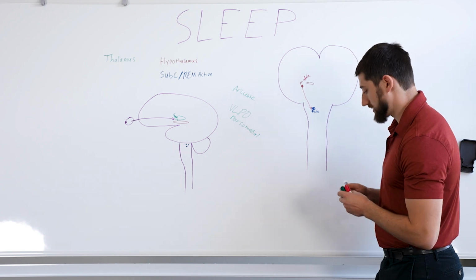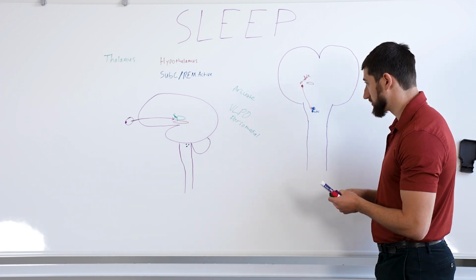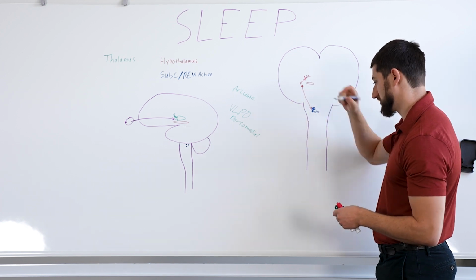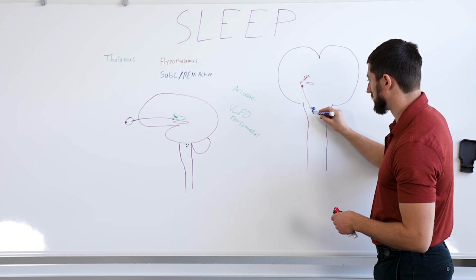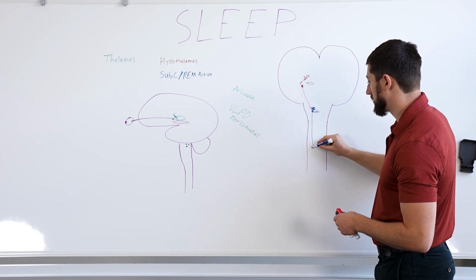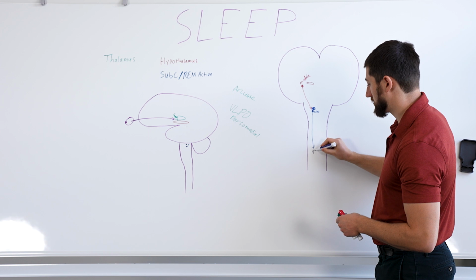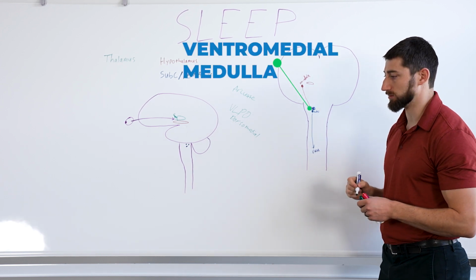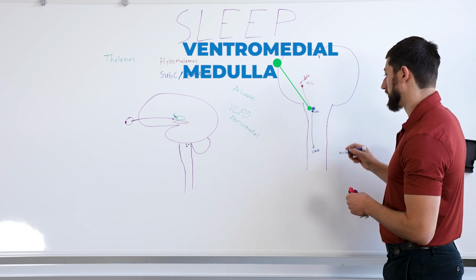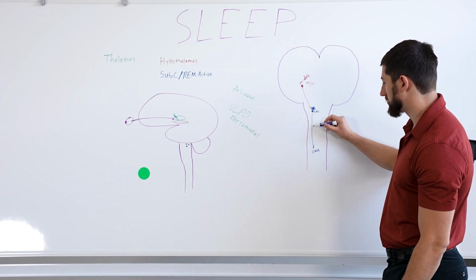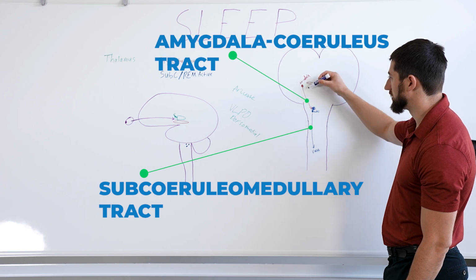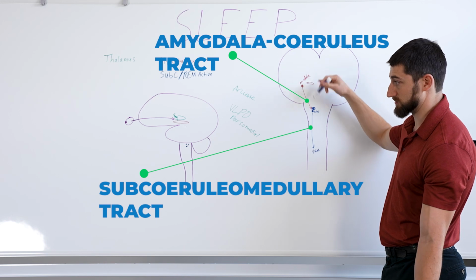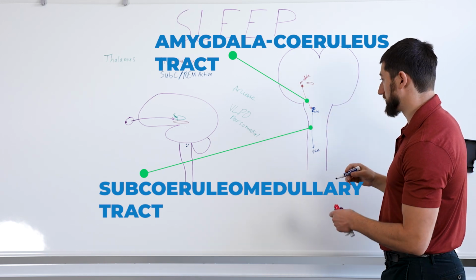Okay, so the subceruleus is going to transmit its information. Once it gets it from the central nucleus of the amygdala, it's going to send some info down to the ventral medial medulla, and that will directly inhibit the motor neurons. So this we just called the subceruleomedullary tract, and this the amygdalo-ceruleus tract. So those are just the names of those two. Pretty quick and easy.